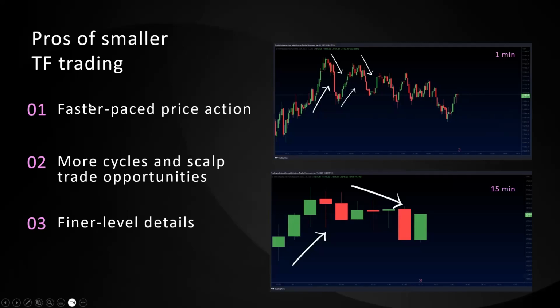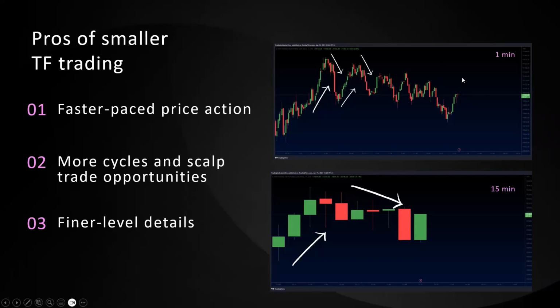And some of the pros that traders tend to like, or why we're attracted to it, I personally like these smaller time frames, is number one, there's faster paced action. It's honestly just more exciting. There's more going on and more to analyze. And number two, probably the main one for traders, is that there's more cycles and scalp trade opportunities, because you see finer level details of how price is fluctuating in real time.